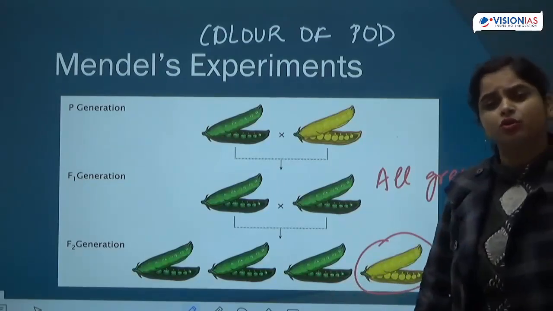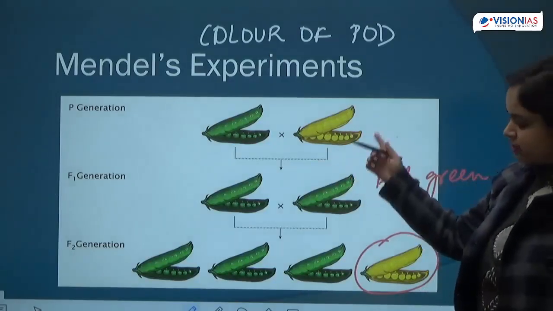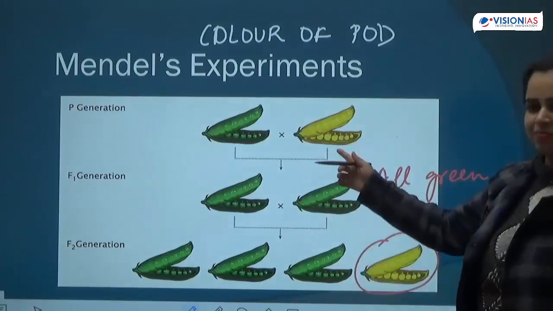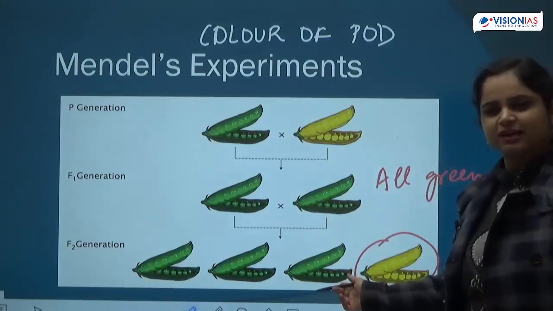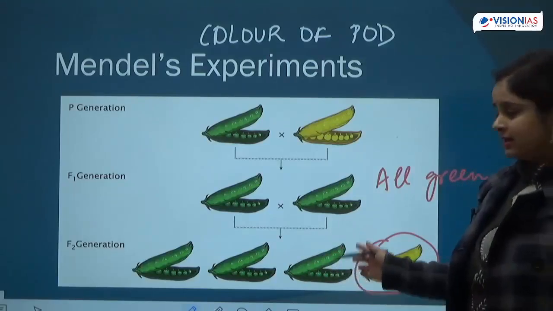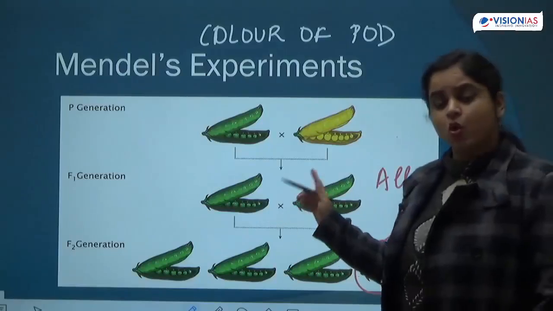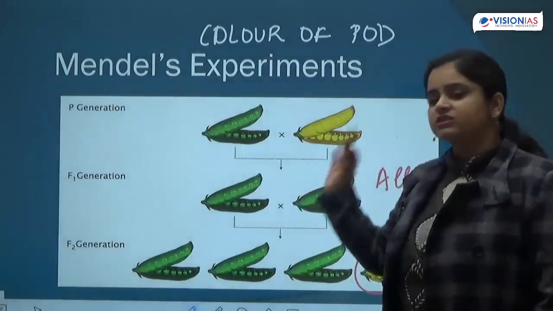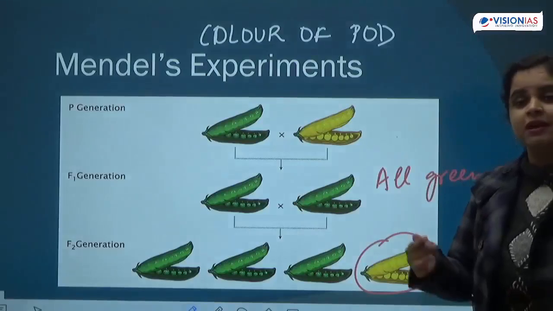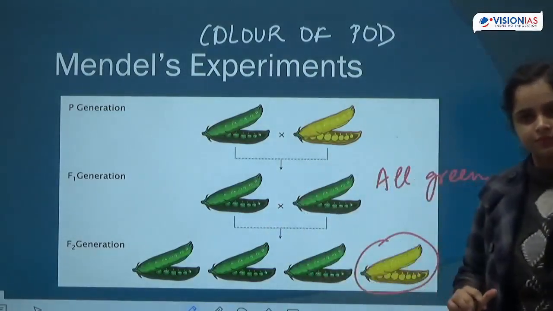So Mendel thought to himself, ki yellow was there, it cannot just jump one generation and go to the next one. From grandparent direct grandchild mein nahi ja sakta. So he concluded that in the second generation also, whatever is causing yellow color is present. It's not expressing itself, but it is definitely present.